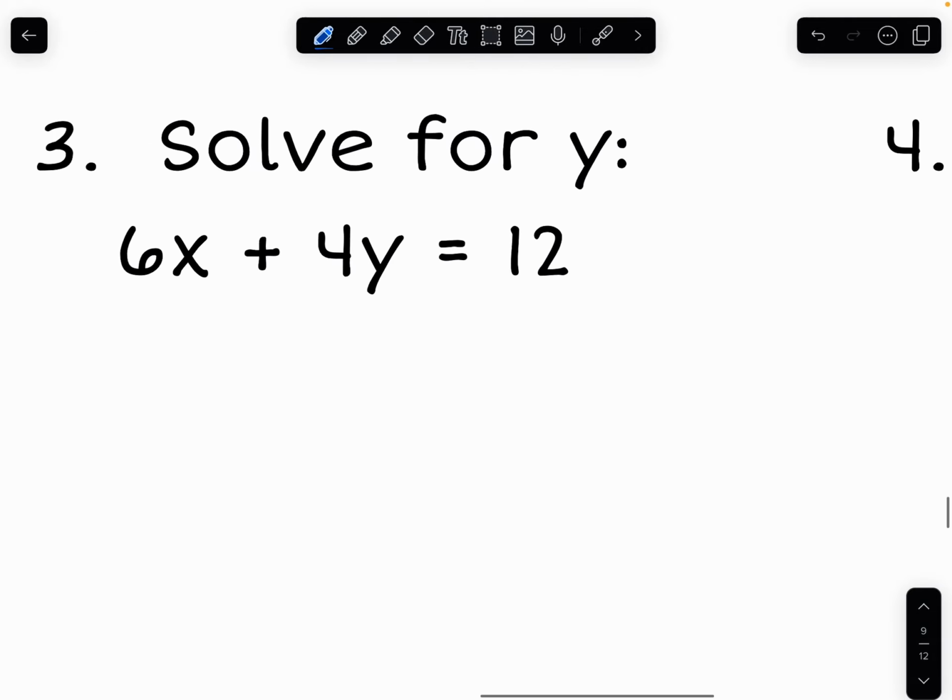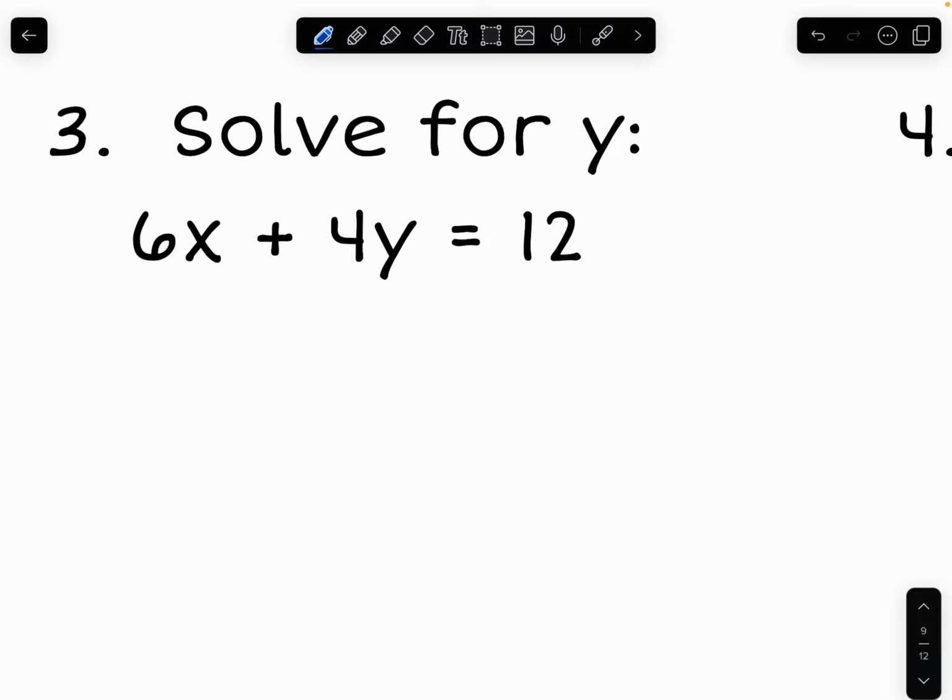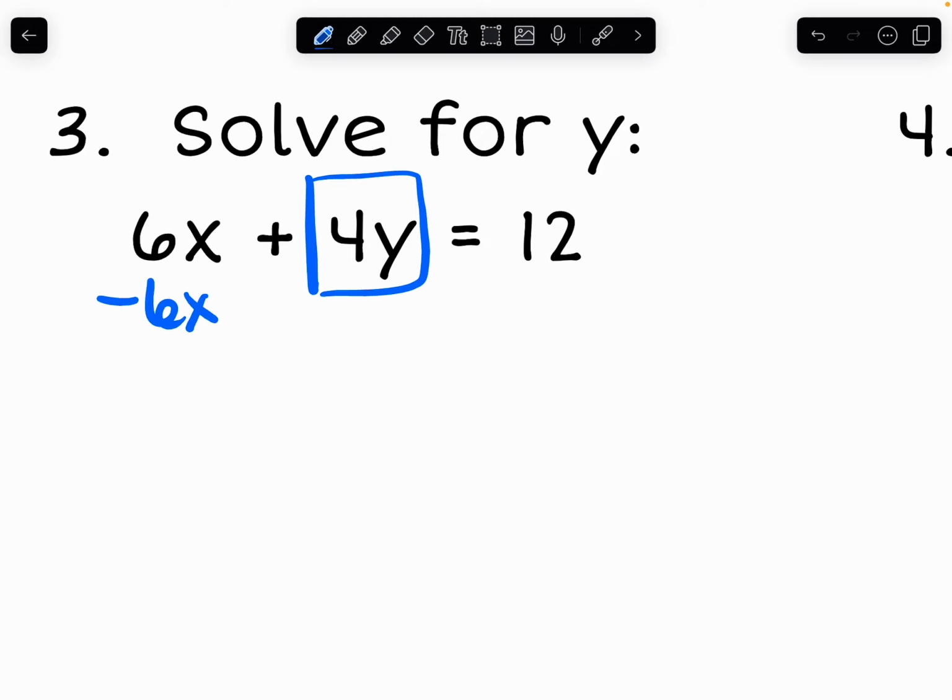Okay, this next one. I want y by itself. So this is positive 6x. The opposite of that is minus. So we're going to subtract 6x. I bring the 4y straight down, the equal sign straight down, the negative 6x straight down, and the plus 12.